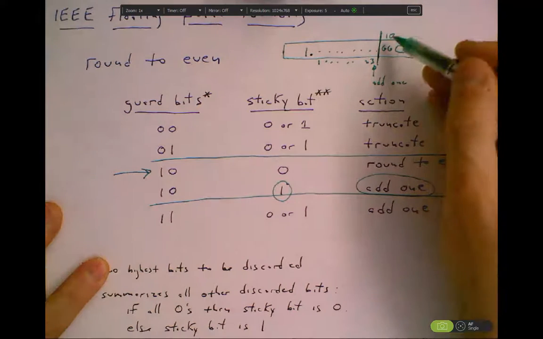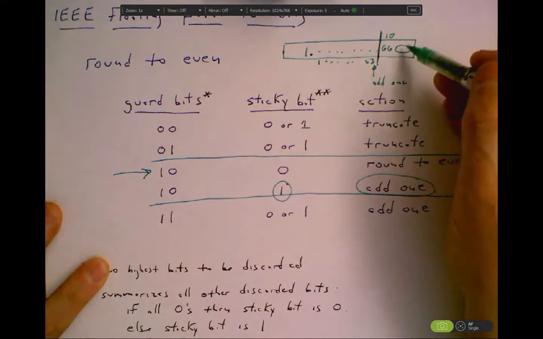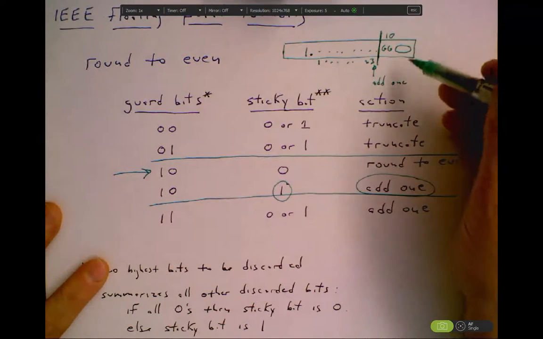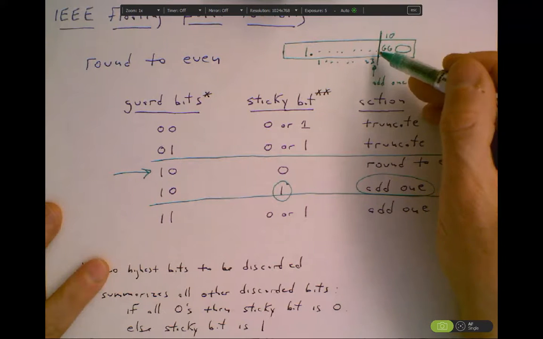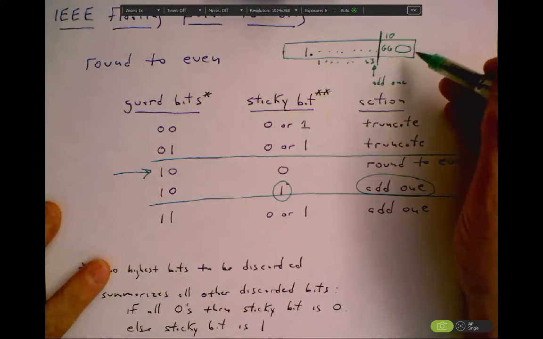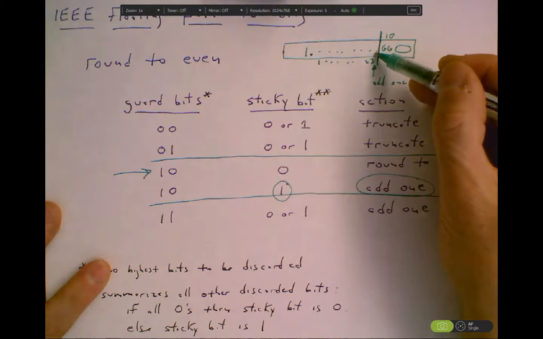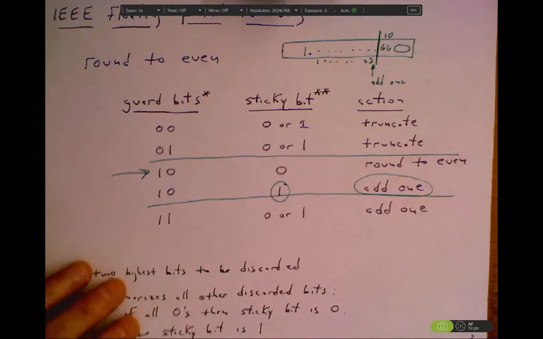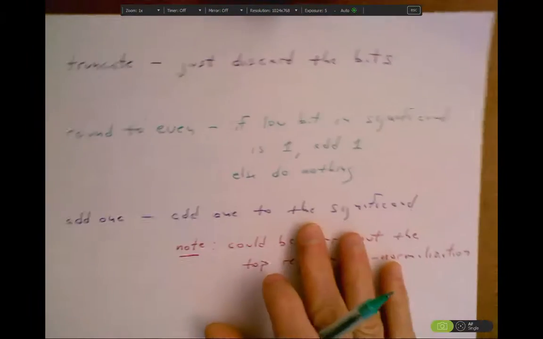So in this case, again, I have the guard bits of 1, 0, and a sticky bit of 0, meaning all these other bits, everything else I know is 0. So it's exactly 1/2. In this case, we add 1 if the low bit is a 1, indicating the number is odd. So we're going to round up to an even number. And if the last bit here is a 0, we're going to leave it alone. Okay. Let me show you another slide to emphasize this.